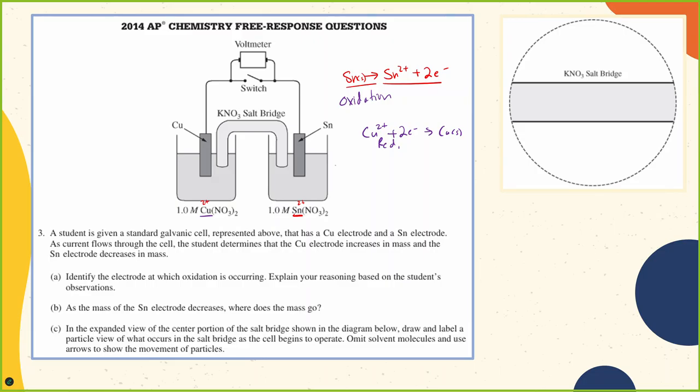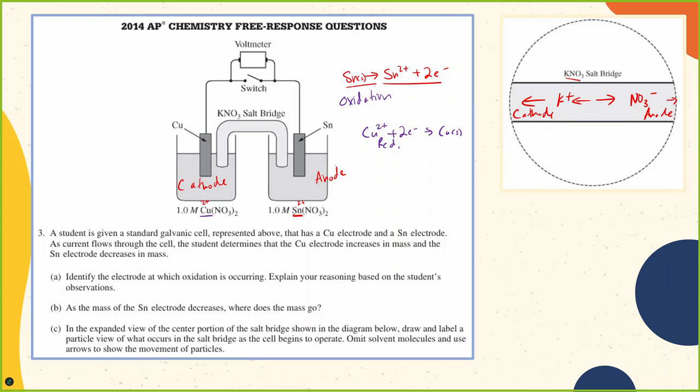Okay, so they're telling me I have KNO3, and if I know that this is the anode side and this is the cathode side, then I know anions travel towards the anode. So the nitrates, NO3 minus, are going to move this way towards the anode, and then the K plus ions, the cations, are going to move this way towards the cathode. Okay. So draw and label the particle view.